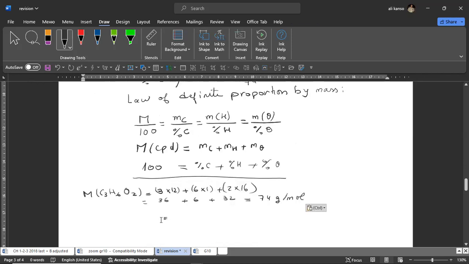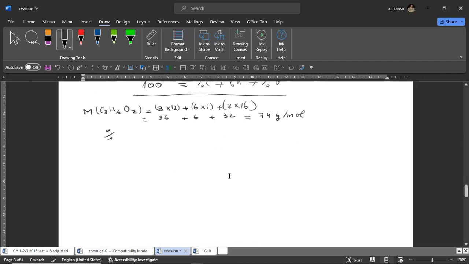If we have to apply this law and find the percentage of carbon, percentage of hydrogen, or percentage of oxygen, how can we calculate it? We apply this law. We say I have molar mass over 100. Molar mass is 74, equal to mass of carbon over percentage of carbon.